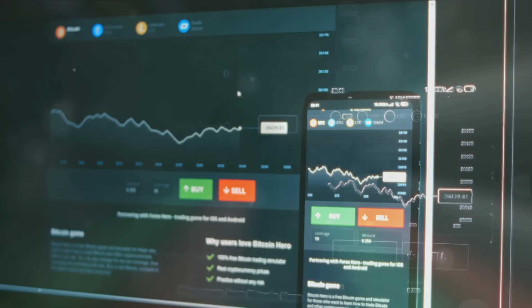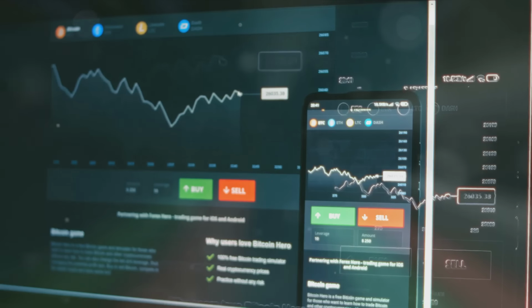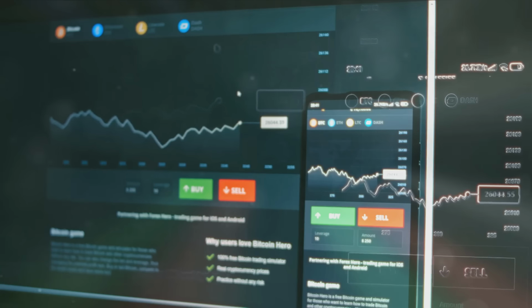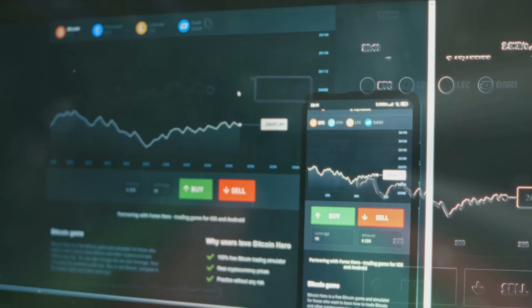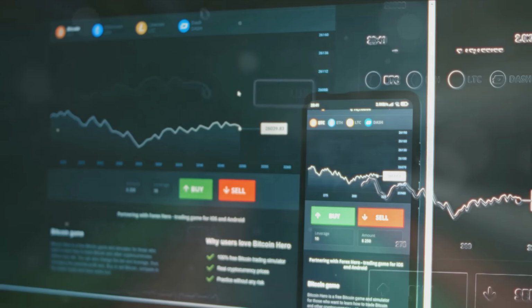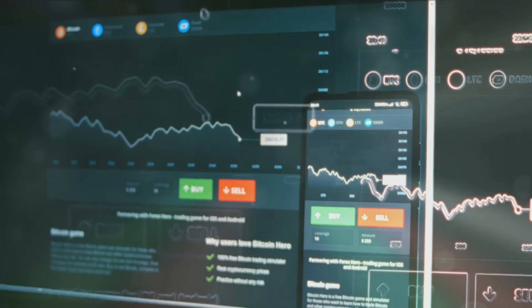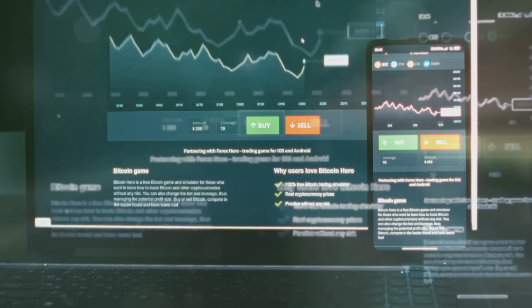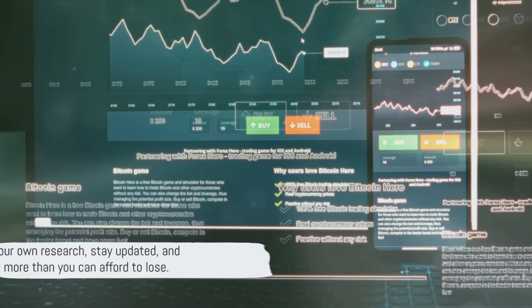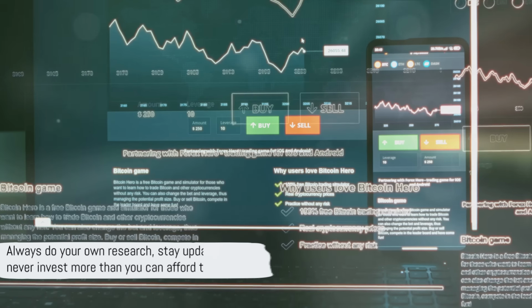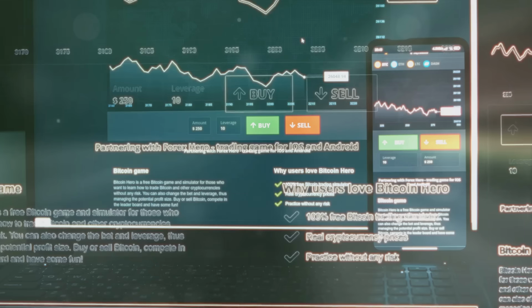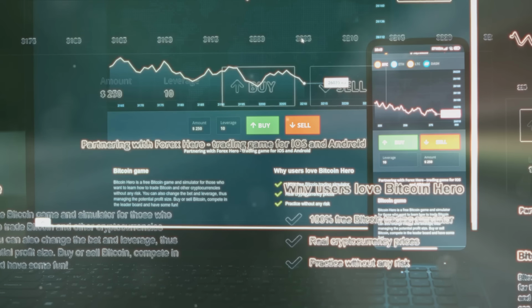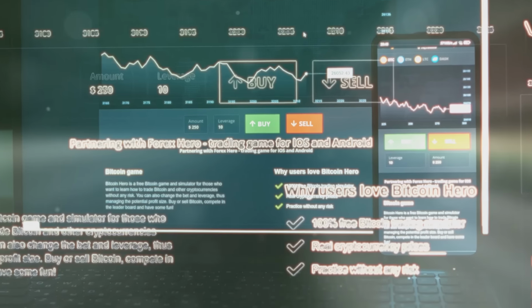In the end, all these techniques are tools to help you make informed decisions. They can provide a roadmap, help you spot potential trends, and offer insights into the factors that may influence Bitcoin prices. But they are not crystal balls. They cannot see the future with perfect clarity. Remember, while these techniques can guide your investment decisions, they cannot guarantee success. So always do your own research, stay updated, and never invest more than you can afford to lose.